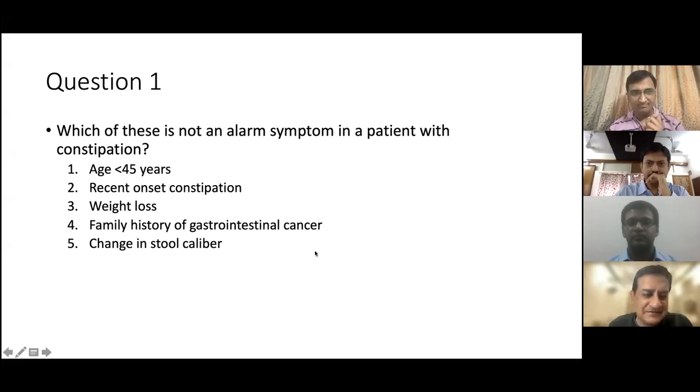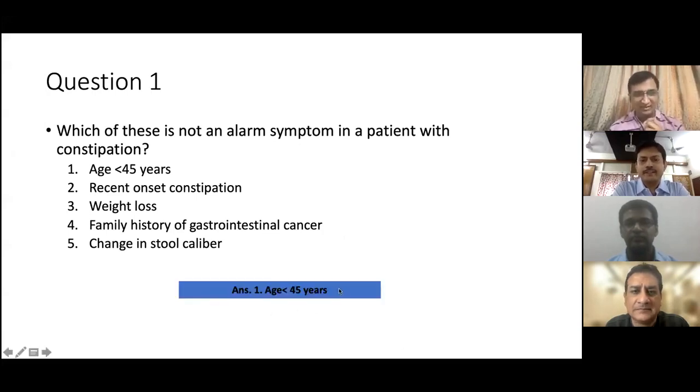We don't have choice 5. Choice 5 is just a vacant space. I think it's change in stool caliber, sir. Okay. Change in stool caliber. Yeah. Okay. So I guess this was a simple one, and so I guess all of us know that.